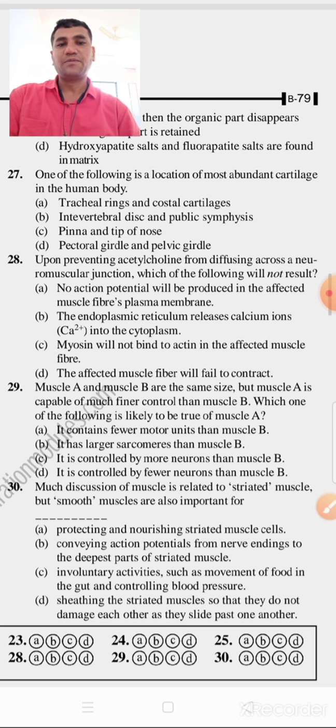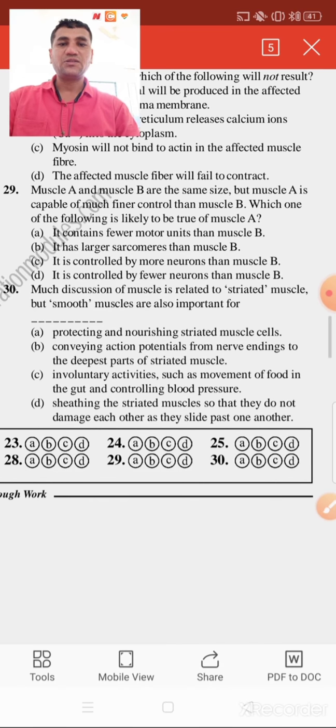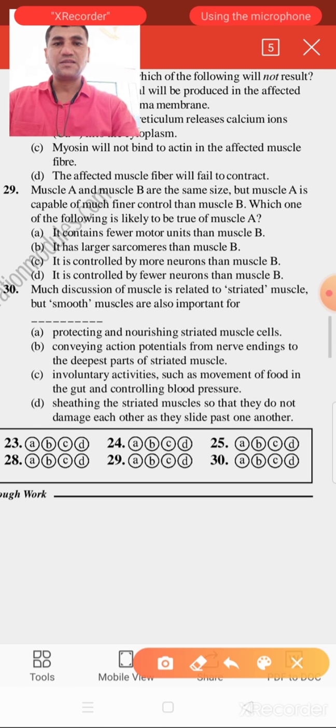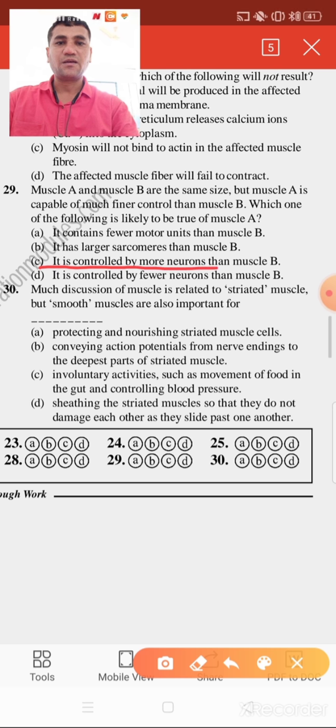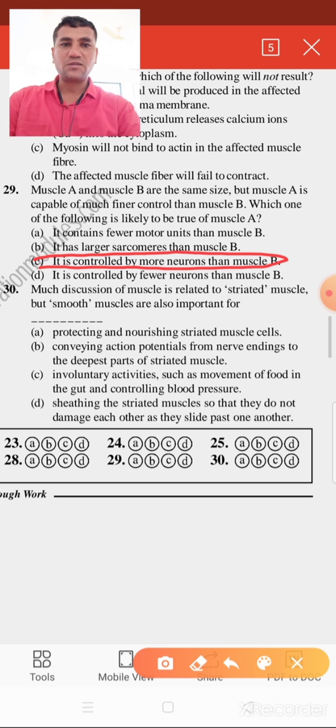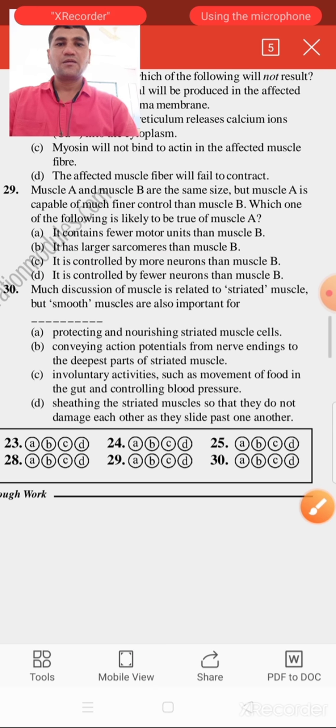Muscle A and muscle B are the same size, but muscle A is capable of much finer control. That is because of the neural control system. So here the answer is that it is controlled by more neurons than muscle B.